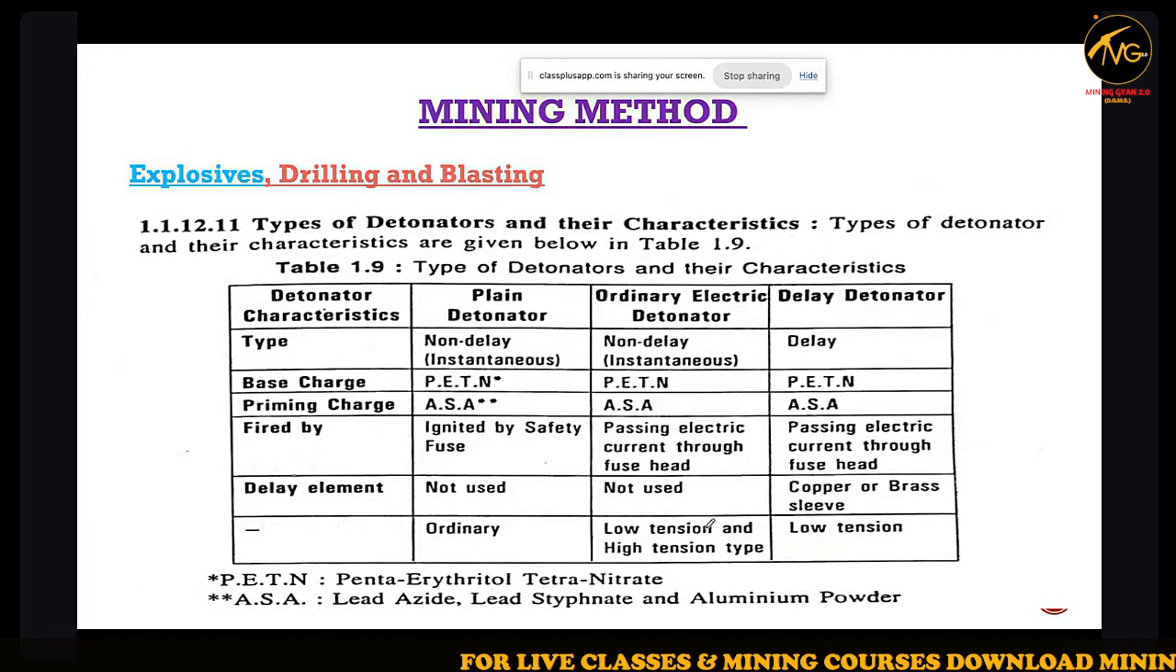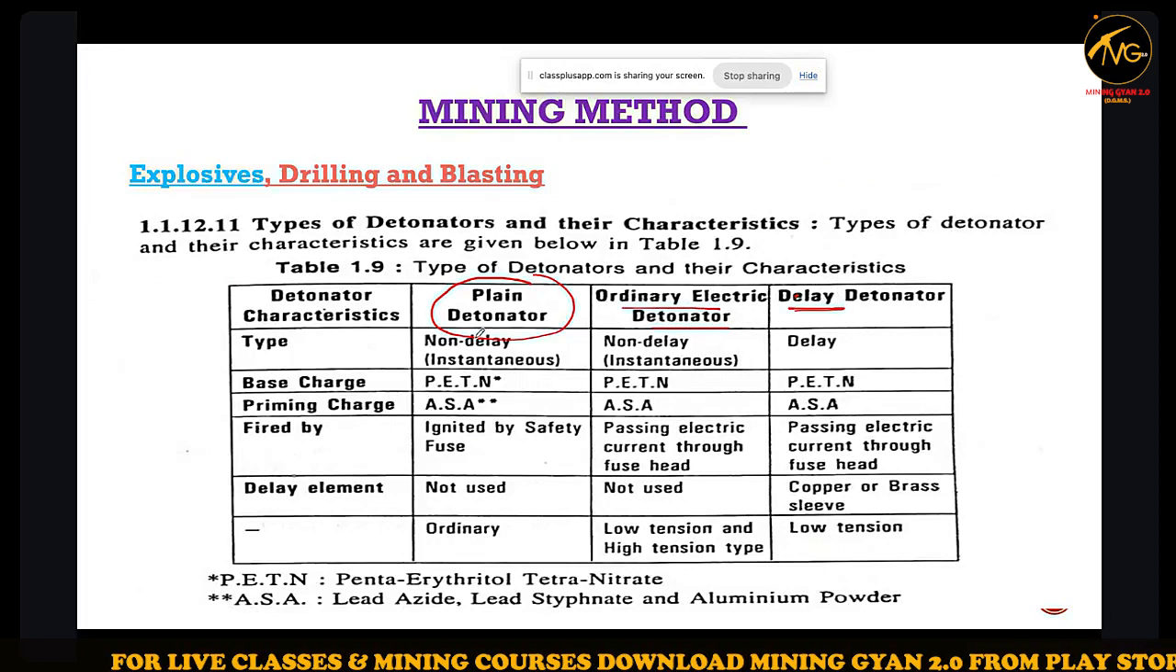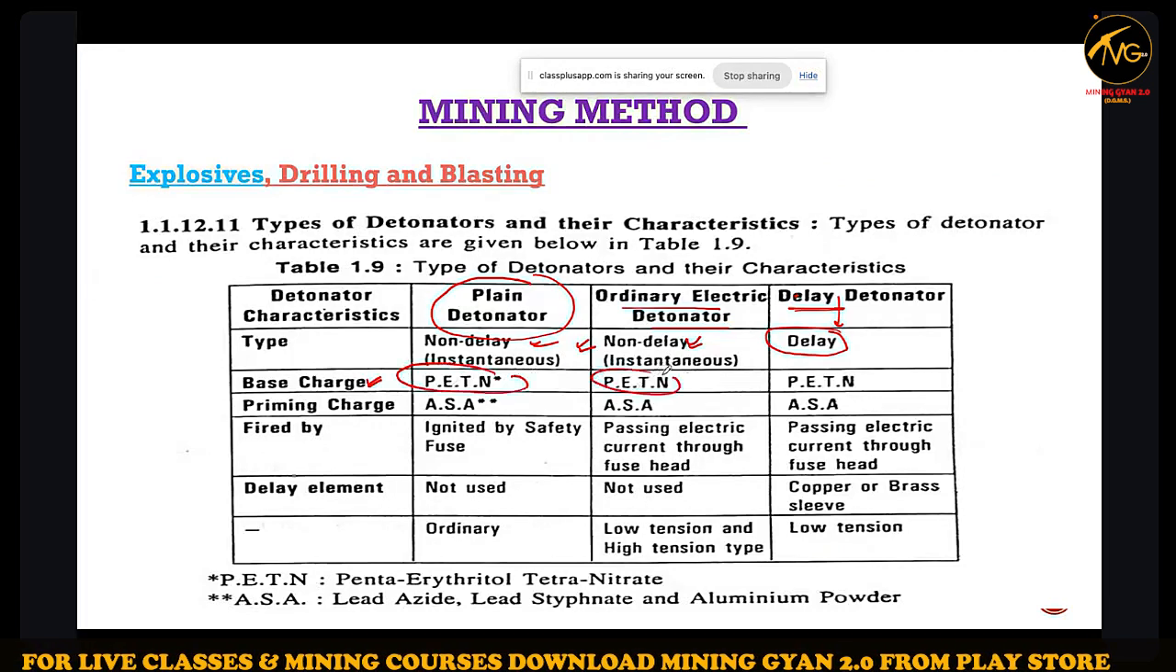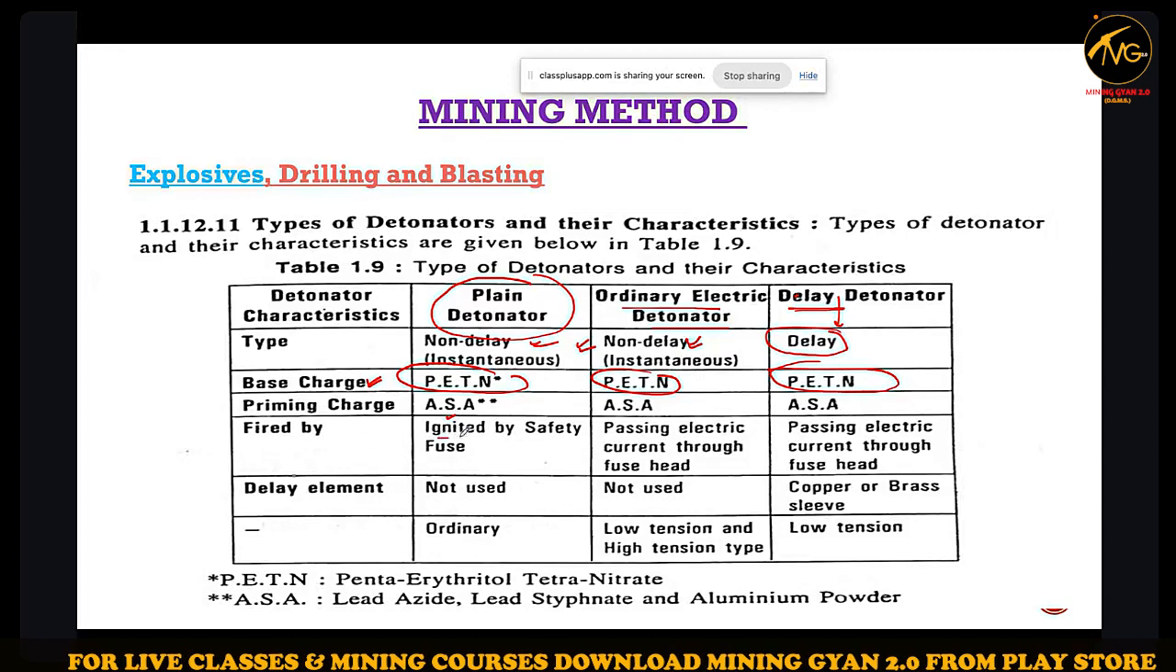Type of detonator. We have talked plain detonator, ordinary electrical detonator, and delay detonator. So type, only this one is delay detonator, others are not delay detonator. ये सब fire instantly. बेस चार्ज PETN यूज होगा सभी में. Priming charge ASA, fired by ignition by safety fuse.